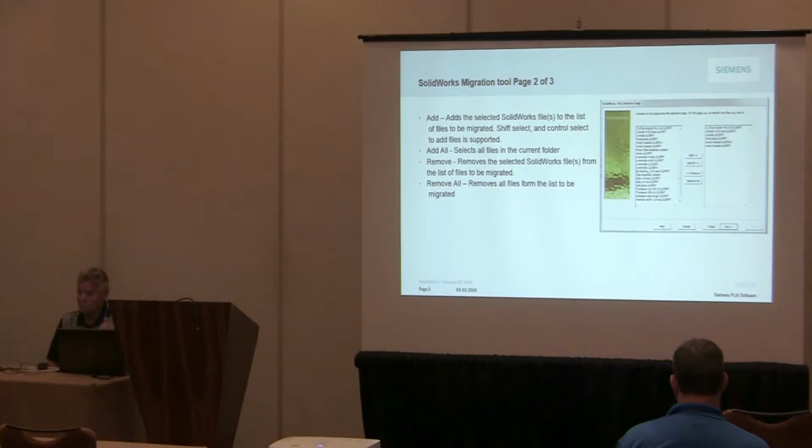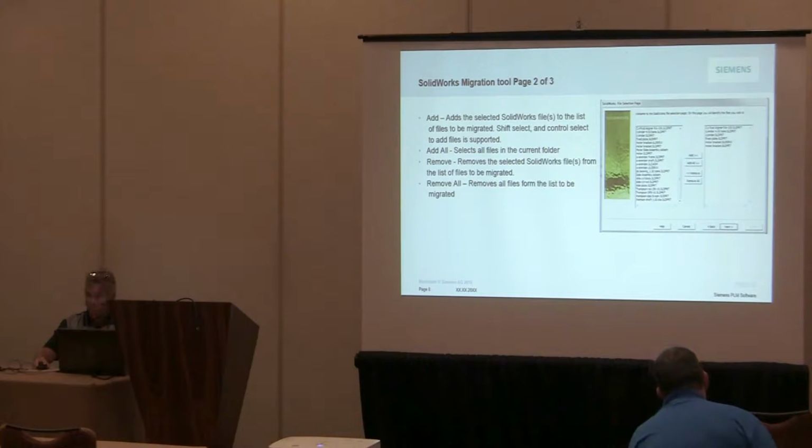And by the way, this is parts, assemblies, and drawing files that are in this list right here. Or you could do a shift select, if you will. You can select individual files or shift select and get a range of files. And then you could say add those by hitting the add button, and it'll add anything that's selected there. So once the things are on the right-hand side, that would be the list that we're going to migrate.